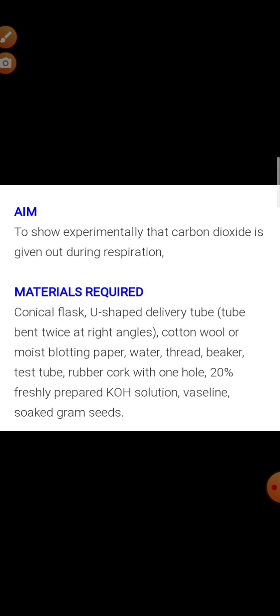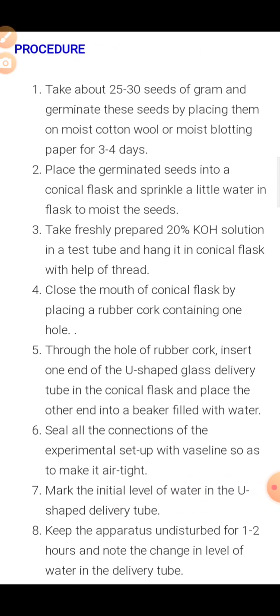So first you have to write the aim. Theory is also given in the practical book, so no need to write the theory portion. Start from aim. First you have to write the aim: to show experimentally that carbon dioxide is given out during respiration. After that, materials required, what type of materials are required for performing this experiment. Then you have to write the procedure, the steps for performing the experiment.